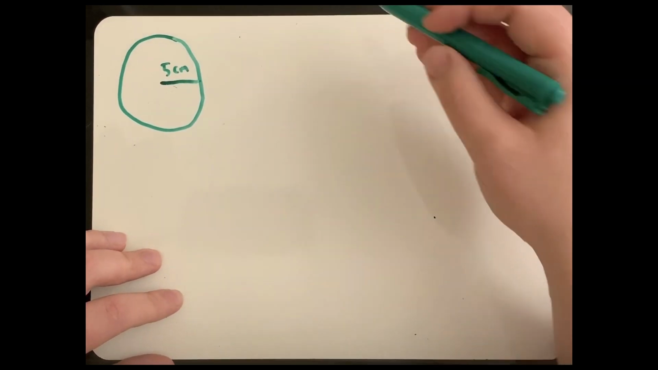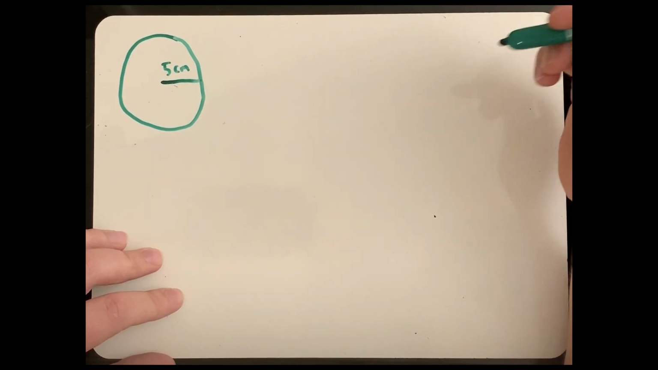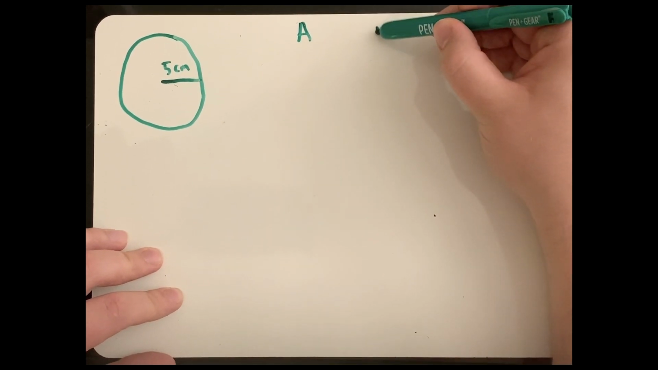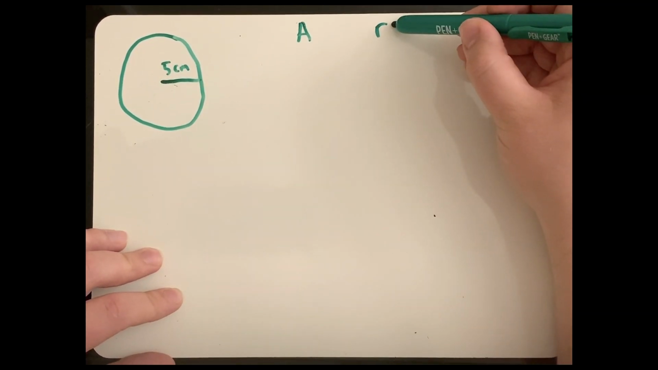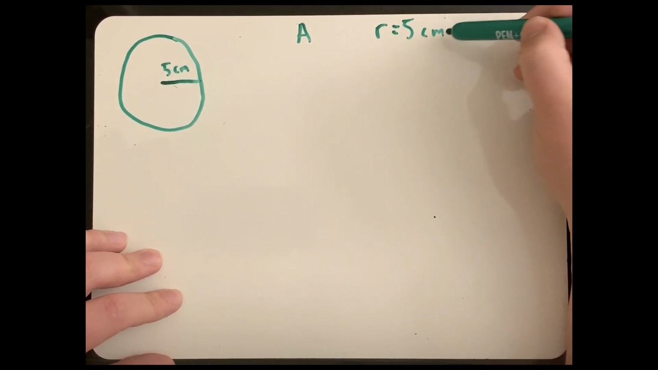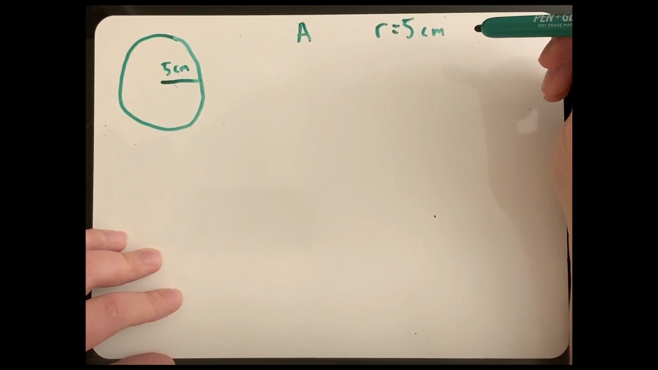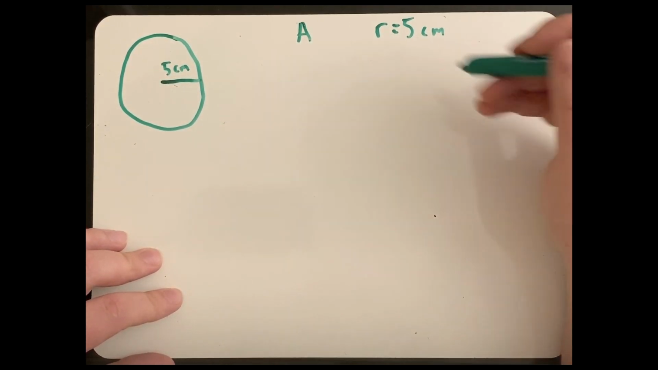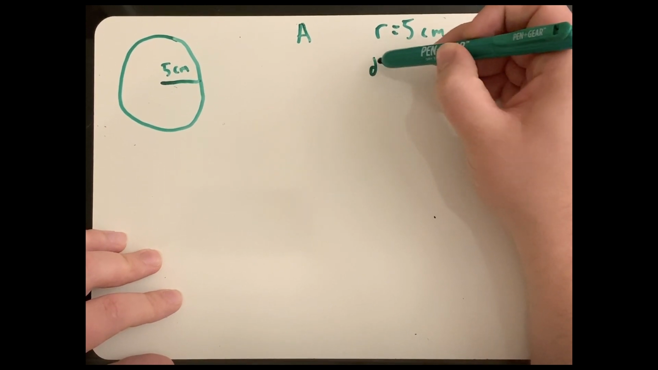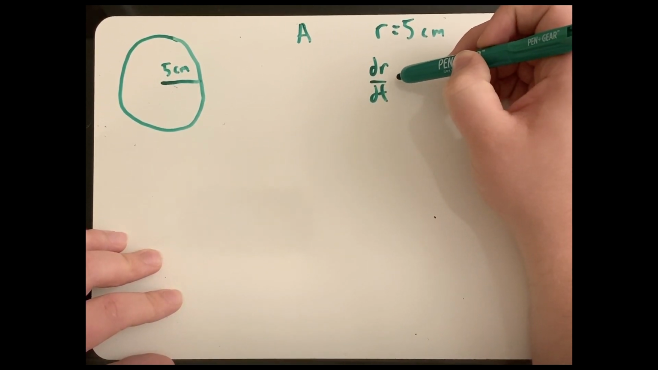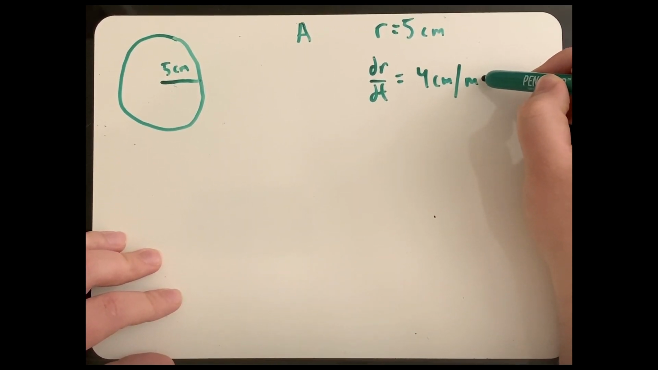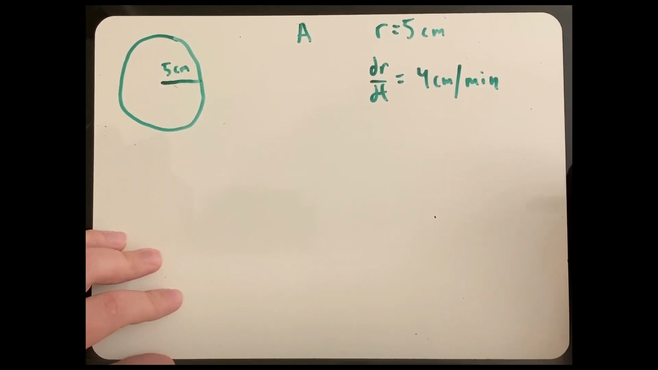All right, so now we have to find out what we know, what we don't know. What are we looking for? All right, this thing is going to have an area. It's going to have a radius, and we're looking at 5 centimeters. Okay, we have the rate of the radius increasing, which is 4 centimeters per minute. All right, so that's change in radius with respect to time, so we'll call that dr over dt and set that equal to 4 centimeters per minute. Okay, so that's pretty much all we have.